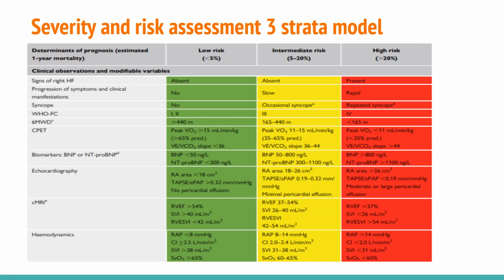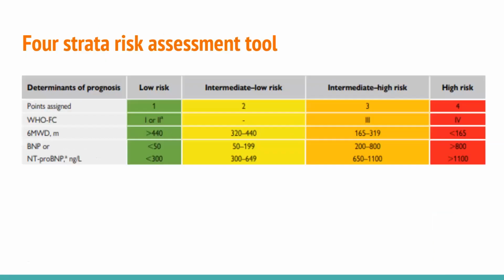So this has been turned into a 4-strata model, which classically includes 4 things, that is functional classification, 6-minute walking distance, BNP and NT-proBNP. This basically has been done for the better classification of the patient and intervention according to the need of the patient.